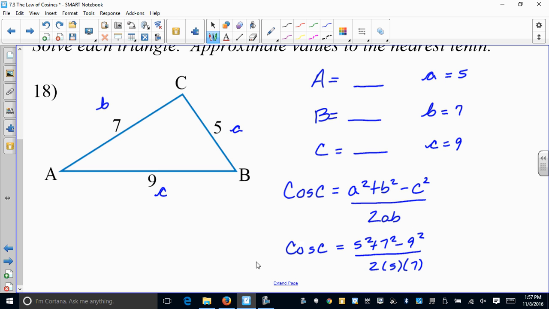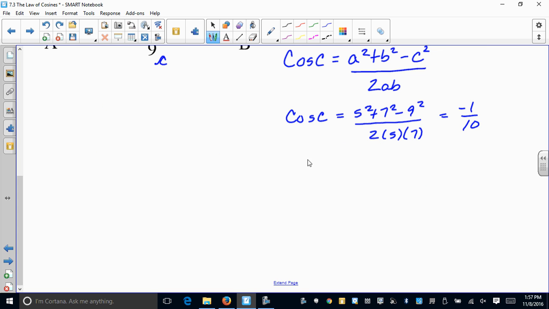You throw this one into the calculator, and you're going to get a value of -1/10. And then C equals the arc cosine of -1/10. By the way, this being negative tells me it's going to be something larger than 90. Plug that into the calculator and we get 95.7 degrees.